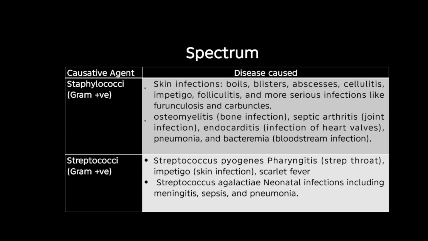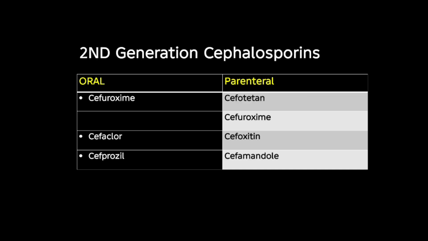Staphylococcus mainly causes skin infections that include blisters, abscess, cellulitis, folliculitis, and more serious infections. Others include osteomyelitis, which is bone infection, septic arthritis, endocarditis, pneumonia, and bacteremia. Streptococci, that is the gram positive bacteria, include two bacteria. Streptococcus pyogenes causes pharyngitis, throat infections, impetigo, skin infection, and scarlet fever. While Streptococcus agalactiae causes neonatal infections, including meningitis, sepsis, and pneumonia.